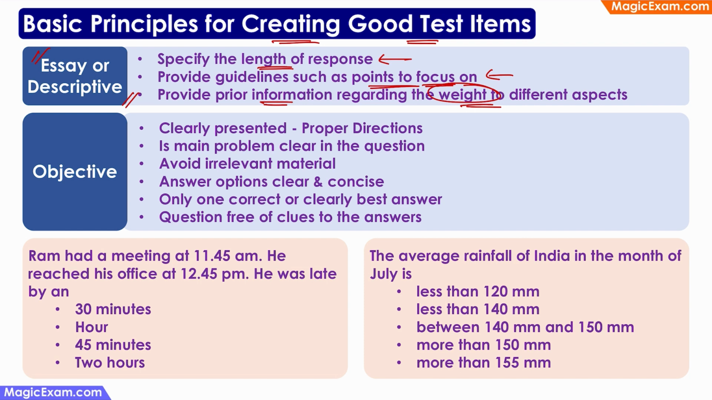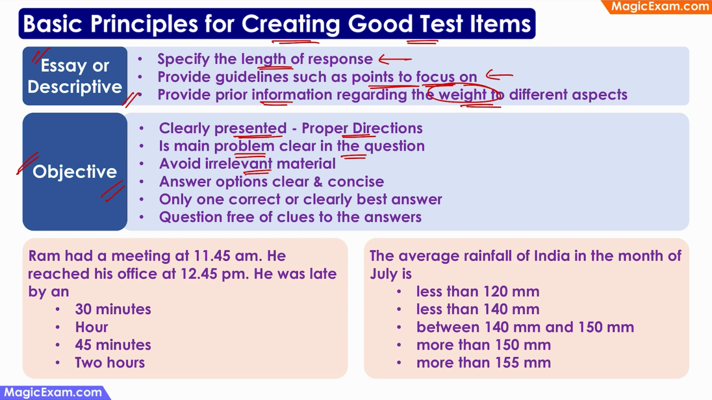And if you are creating objective type questions, multiple choice type questions, then the question should be clearly presented with proper directions. In a sense, it should be clear as to what I should do. Should I match the following, select the correct answer, or select the wrong options? So there should be clear instructions. And what you are trying to ask, the main problem or the problem statement, should be clearly specified in the question.